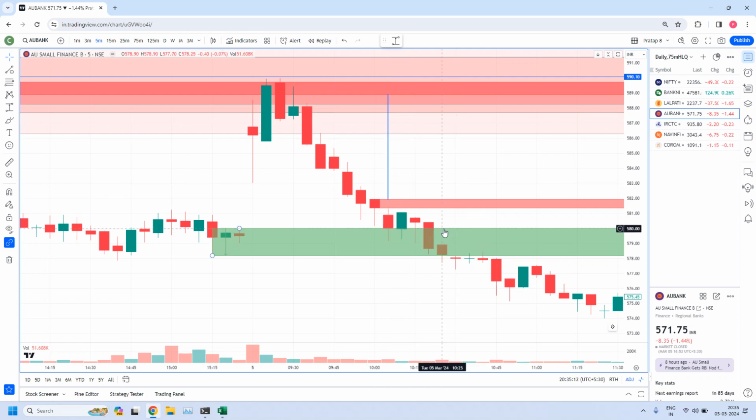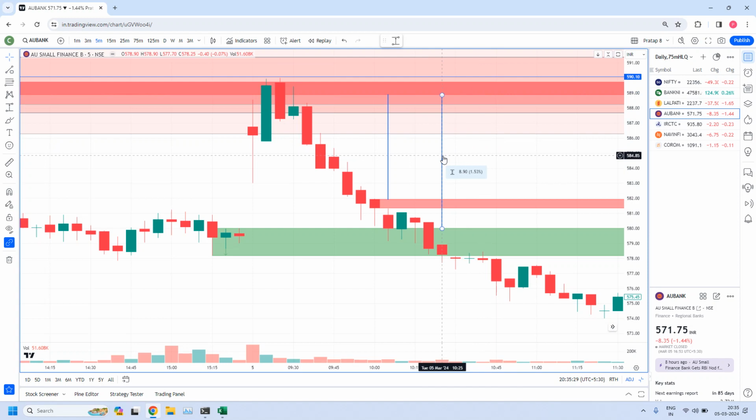In case you exit at this demand zone, how much profit will you get? Let us draw one more info line from here to here. This is the second info line. And what is it telling? 8 rupees 90 paisa profit you will get.